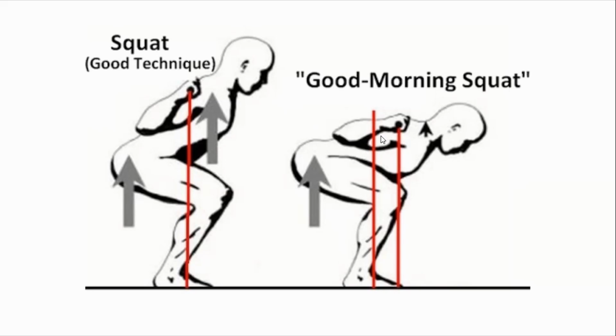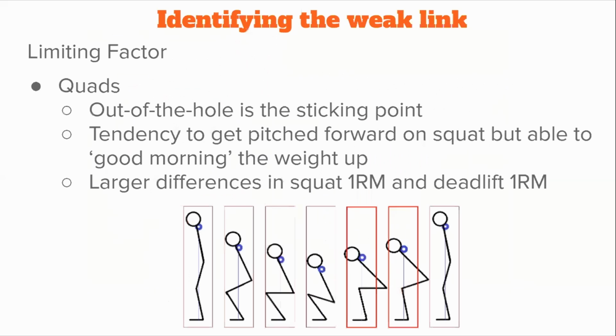So if you get into this position and you feel like you do complete it, that might be indicating that you have a strong low back relative to weak quads. Also, if there are large differences between your squat 1 rep max and your conventional deadlift 1 rep max, this could also indicate weak quads relative to a strong low back.